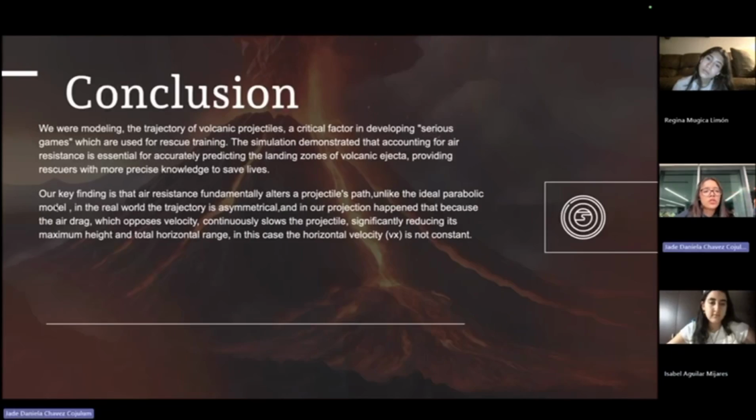The conclusion is that we were modeling the trajectory of volcanic projectiles, a critical factor in developing serious games, which are used for rescue and training. The simulation demonstrates that accounting for air resistance or drag is essential for accurately predicting the landing zones of volcanic ejecta, providing rescuers with more precise knowledge to save lives.